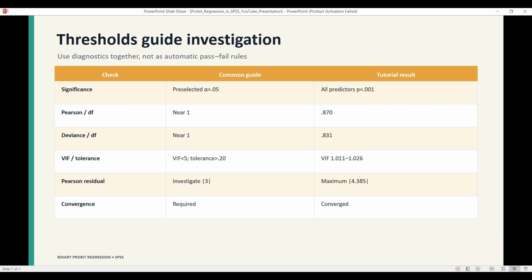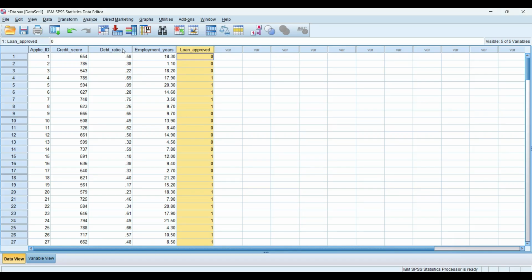So these are the threshold values. When we conduct the Probit regression in SPSS, we need to see the significance, Pearson, deviance, and variance inflation factor with tolerance level, Pearson residual, and convergence. So now we come back to our data set and we are going to perform the Probit regression in SPSS.